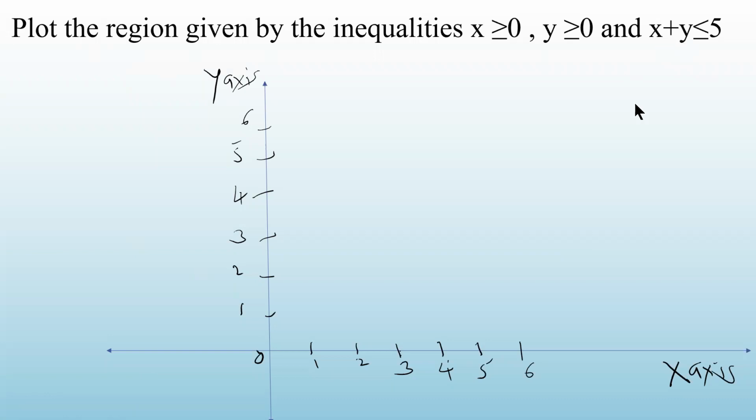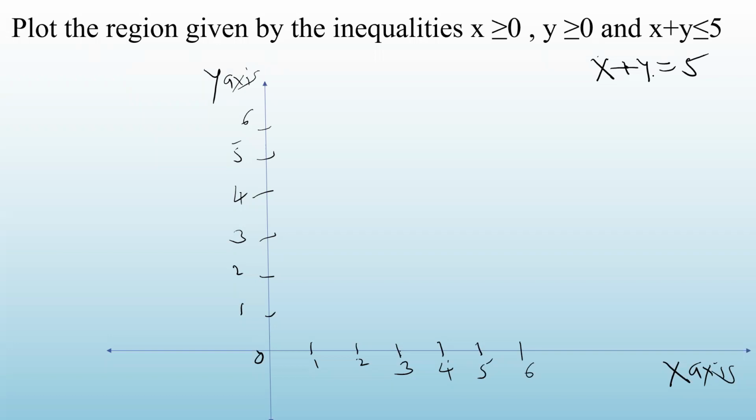ये region draw करने के लिए सबसे पहले मुझे क्या करना पड़ेगा? ये line draw करना पड़ेगा. X plus y equal to 5. Unless I draw the line, I will not be able to identify कि ये region कौन सा है. ठीक है? So you know how to draw the line. Can you tell me which 2 points will be there on this line?